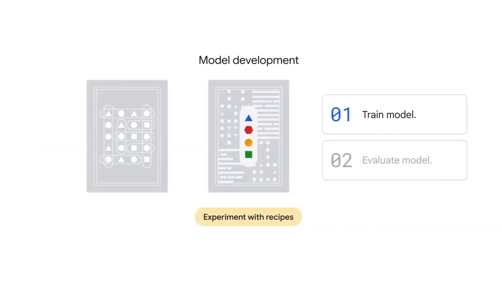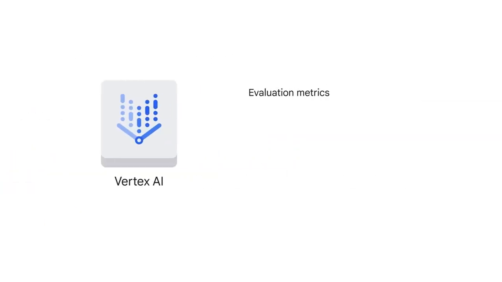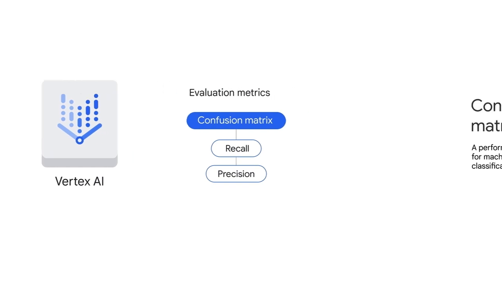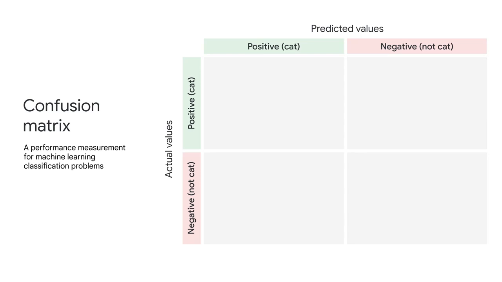While you're experimenting with a recipe, you need to keep tasting it to ensure that it meets expectations. This is the evaluation portion of the model development stage. Vertex AI provides extensive evaluation metrics to help determine a model's performance. Let's focus on the metrics of recall and precision when evaluating the performance of classification models. To do this, you'll use a confusion matrix. A confusion matrix is a specific performance measurement for machine learning classification problems. It's a table with combinations of predicted and actual values.